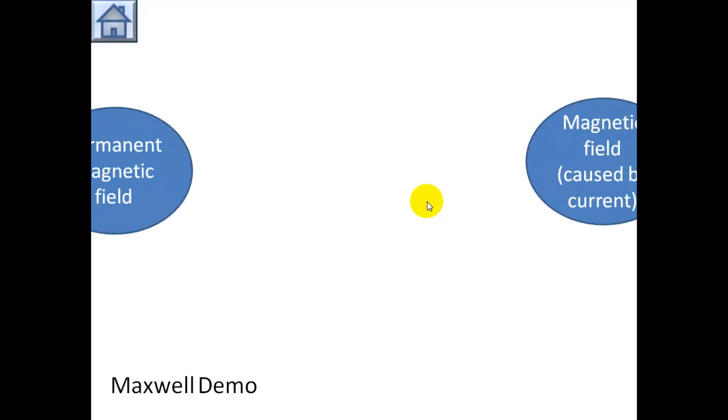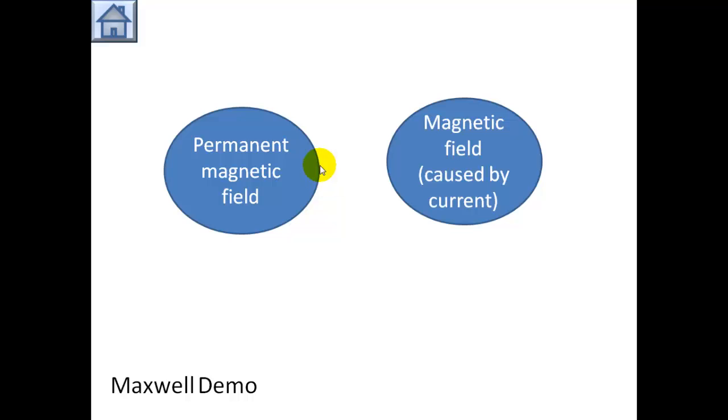Now the Maxwell demo. He was able to show that if you had a permanent magnet and you have a magnetic field caused by a current, what's going to happen? Well, they're going to interact. There's going to be some force and there will be some motion.